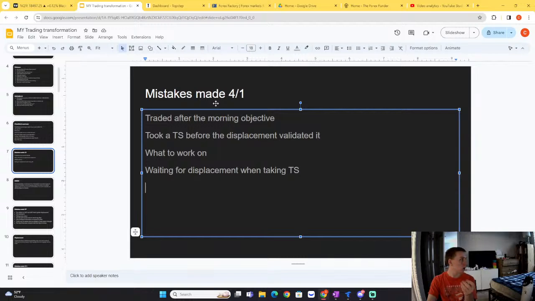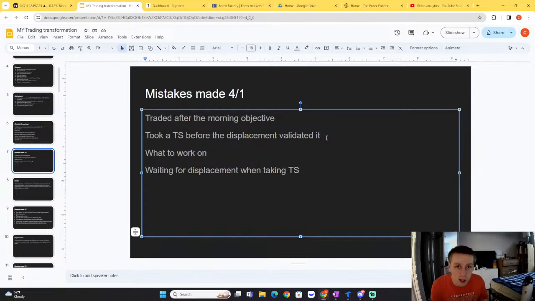Overall, not the end of the world, but things to learn from and mistakes that I need to fix. And I like how I didn't make similar mistakes. Again, these are kind of like little differentiated mistakes. But I took a turtle soup before the displacement validated it. This is what I want to work on, waiting for displacement when taking turtle soup. Wait for that displacement to validate, then I can put my stop at the low.